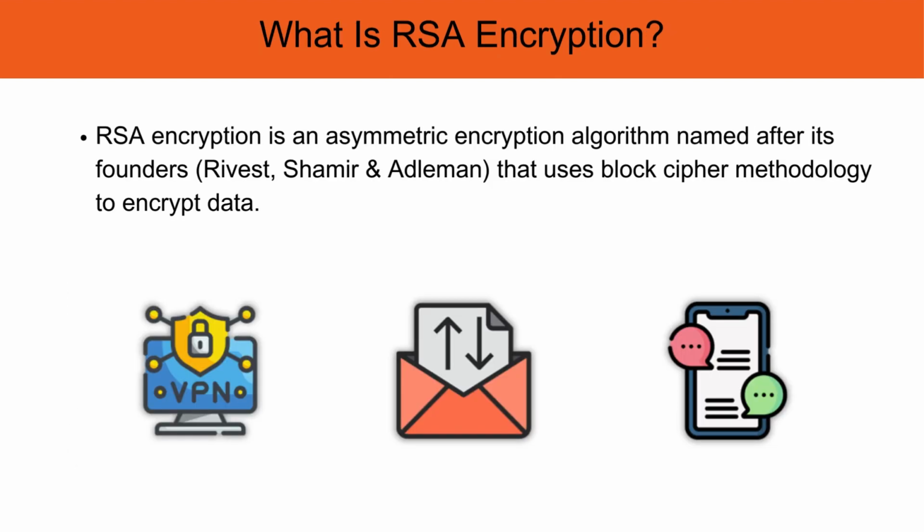So, what is RSA encryption? RSA encryption is an asymmetric encryption algorithm named after its founders, Rivest, Shamir, and Adleman, that uses a block cipher methodology to encrypt data. It has been adopted worldwide in many industries like VPNs, chat applications, browser authorizations, and email encryption.